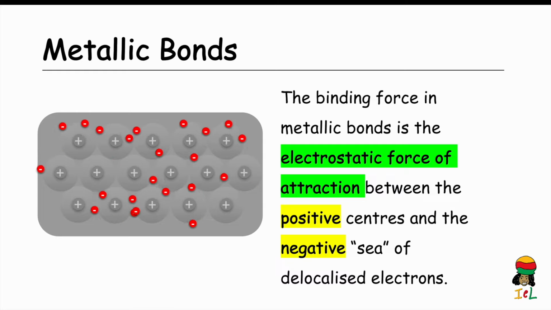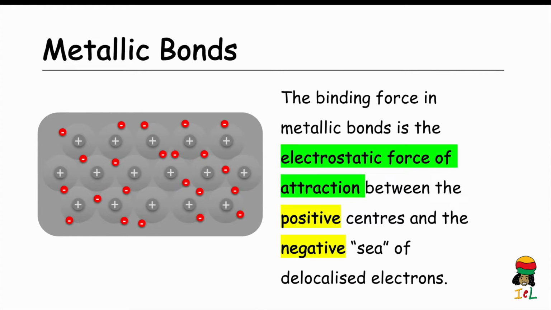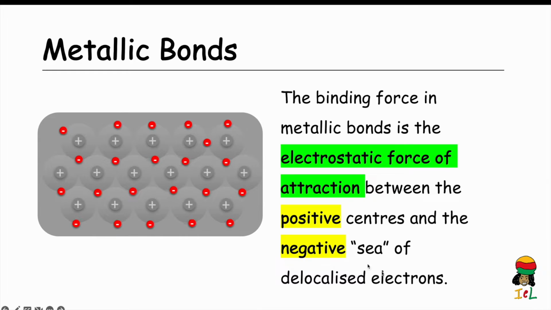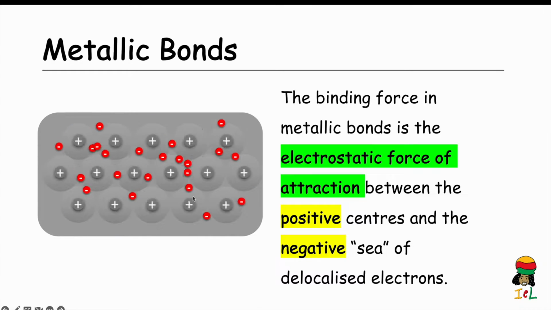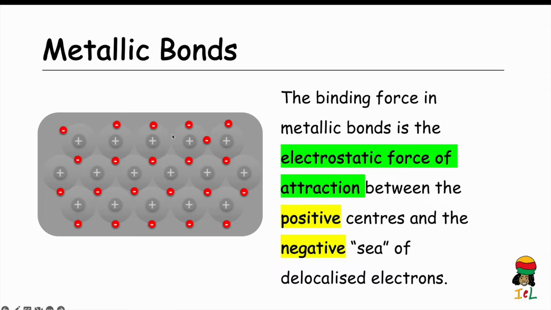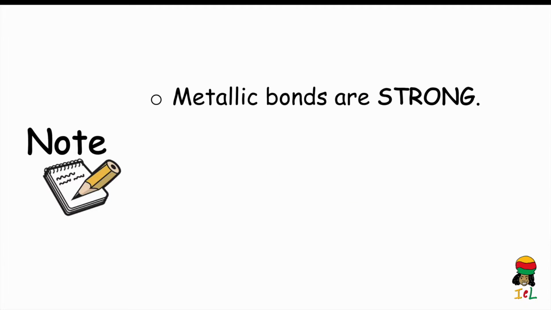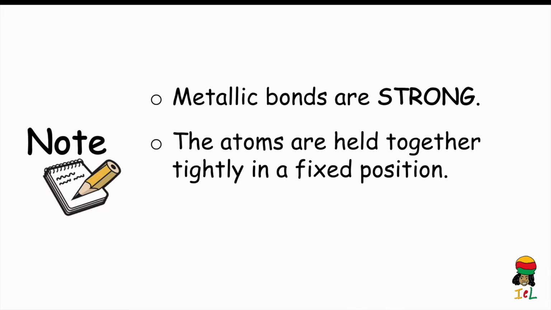The binding force in metallic bonds is the electrostatic force of attraction between the opposite charges, which are the positive centers, and the negative sea of delocalized electrons. Note that the electrostatic force of attraction between the positive centers and the sea of negative electrons makes metallic bonds very strong. The strong electrostatic attraction or metallic bonds pull the metal atoms close together in a fixed position.